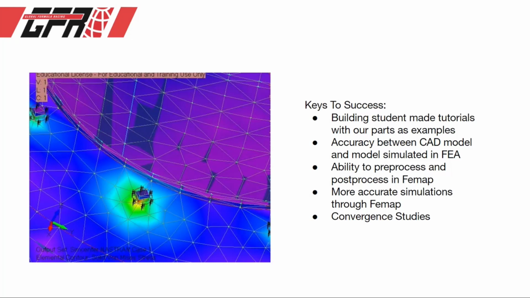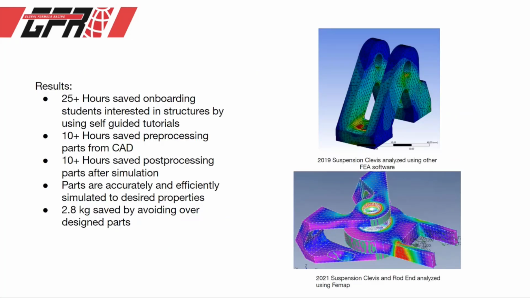The time saved using the ability to pre-process and post-process models in FEMAP has not only proven to benefit the team, but also produces better results in terms of the component itself. FEMAP has not only allowed GFR to run highly accurate and relatively quick simulations, but it has also allowed us to perform convergence studies on our simulations to better gauge the gains we can make with the tool. The amount of time recovered from onboarding students into the FEA world with self-guided tutorials adds up to over 25 hours, and that can be budgeted somewhere else.